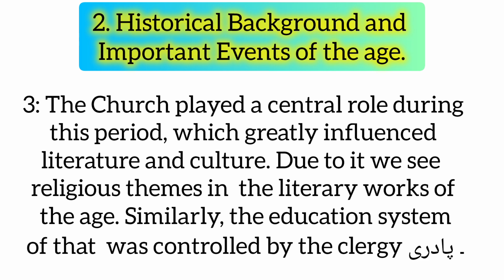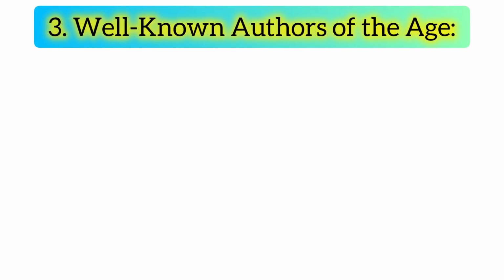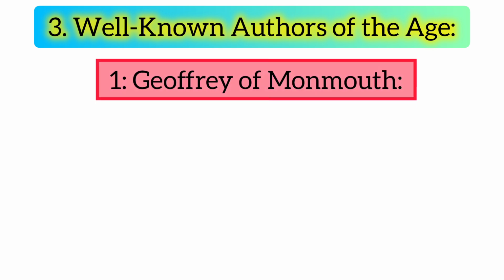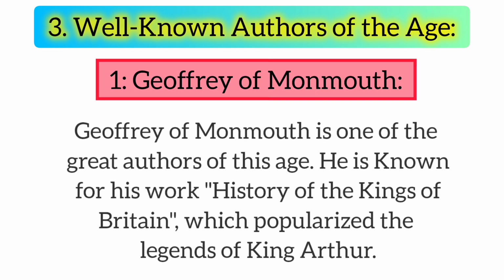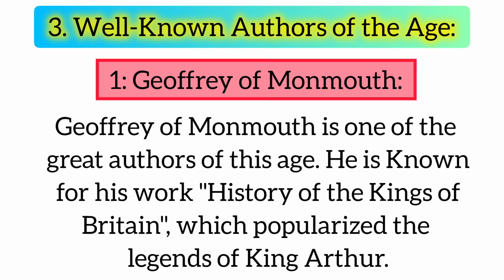Okay, dear friends, the next important part of this video is the well-known authors of the age. We see that the Anglo-Norman period produced some important authors. Among these writers, we have number first, Geoffrey of Monmouth. Geoffrey of Monmouth is one of the greatest authors of this age.